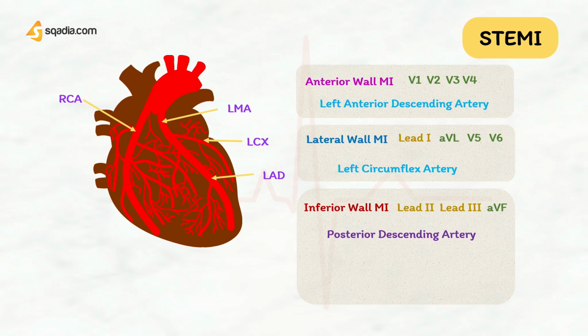Usually, the ischemia is not in the PDA, but in the vessels that supply the PDA, such as the right coronary artery that supplies 90% of the patients, and the left circumflex artery, which supplies 10% of the patients.